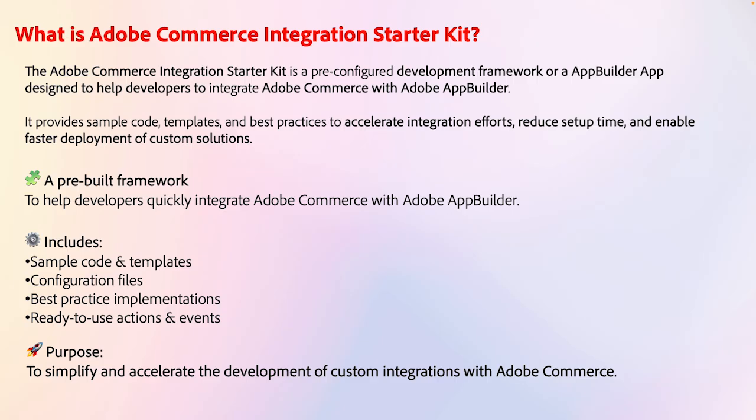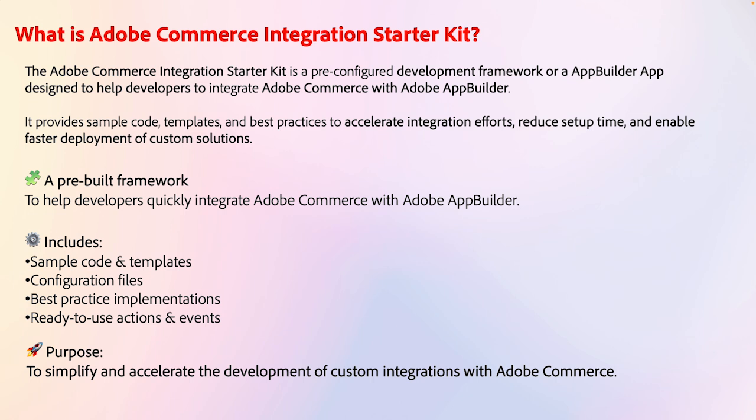So Integration Starter Kit is a pre-configured development framework or an App Builder app designed to help developers integrate Adobe Commerce with the Adobe App Builder. It provides sample code, templates, and best practices to accelerate integration effort, reduce setup time, and enable fast deployment of custom solutions. So Starter Kit provides a lot of sample code, templates and pre-built actions which you can repurpose and reutilize and build your custom integration on top of that.